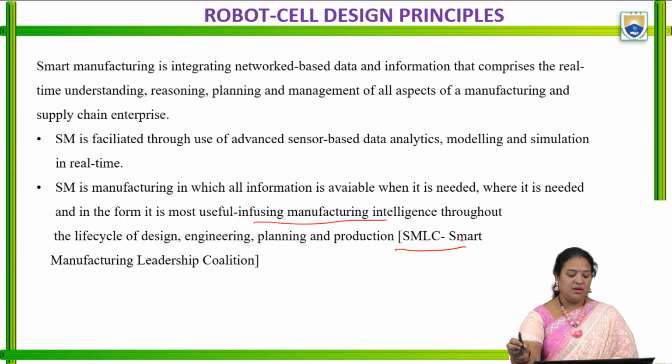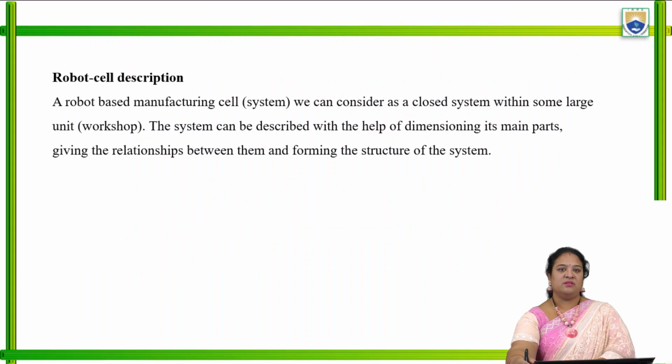Here, SMLC means Smart Manufacturing Leadership Coalition. This is the principle which we need to follow. We should come across the smart manufacturing system rather than going for traditional design principles. So whatever robots we are manufacturing, we have to come up with an idea of smart technology or a smart manufacturing system.